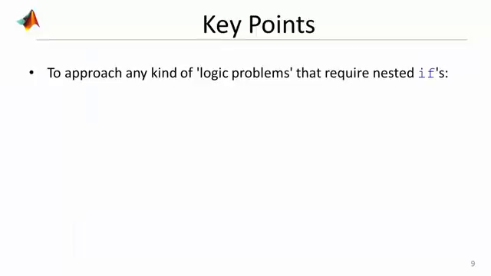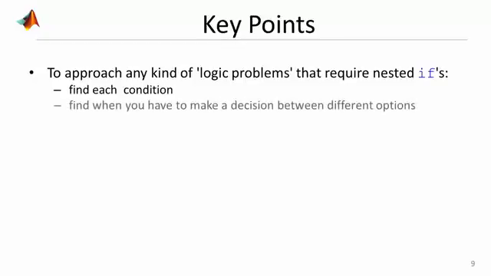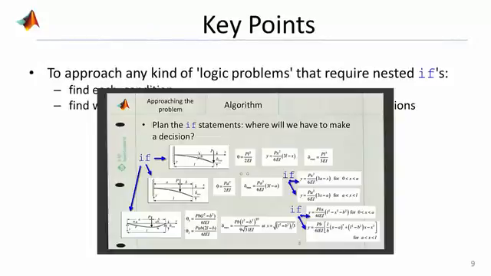The key points on approaching these problems, they are more challenging, I agree, is that it requires nested ifs. A lot of decisions, a lot of if statements. Find each condition. In our case, we had to decide what type of beam and where we were with respect to the load. Find when you have to make a decision. Make a drawing, make a diagram. Maybe visually you can draw the code first before you code it.